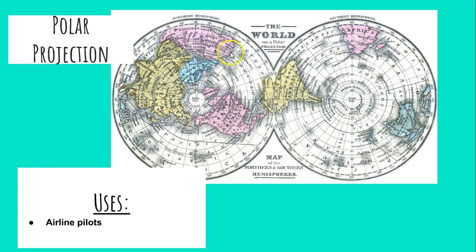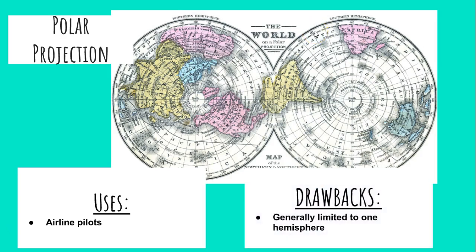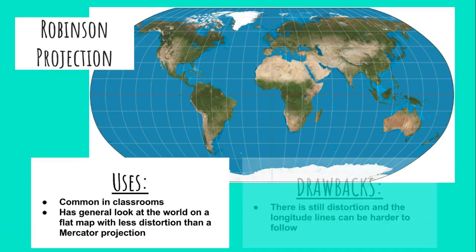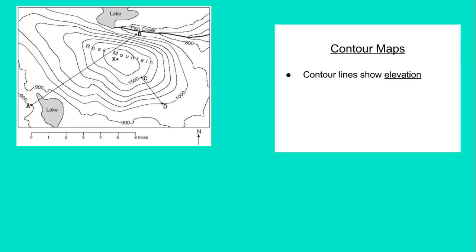Now, the people that use these projections are airline pilots. When they're tracking and calculating fuel for how they're going to fly around the world, they do take into account the roundness of the world and having the shortest distance. But the drawback of this is that it's really limited. We can only see the southern or northern hemisphere. We can't see the whole world at once. And so it does have some limitations, but it's useful in other ways as well. So those are your 3 projections.